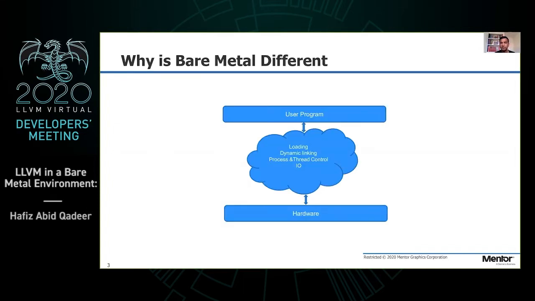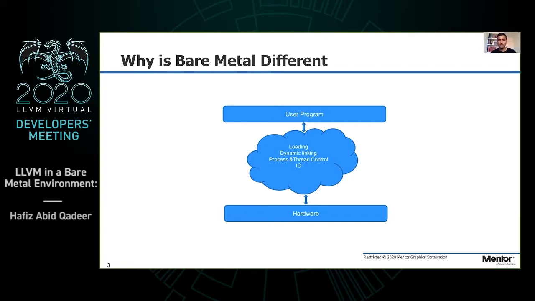So why is bare metal different? When we run a program on a typical operating system like Linux or Windows, we have an operating system between the user program and the hardware. The operating system provides us with a lot of services: it loads our application, it provides dynamic linking support, and it also provides thread and process control, file system and console I/O, apart from other things.